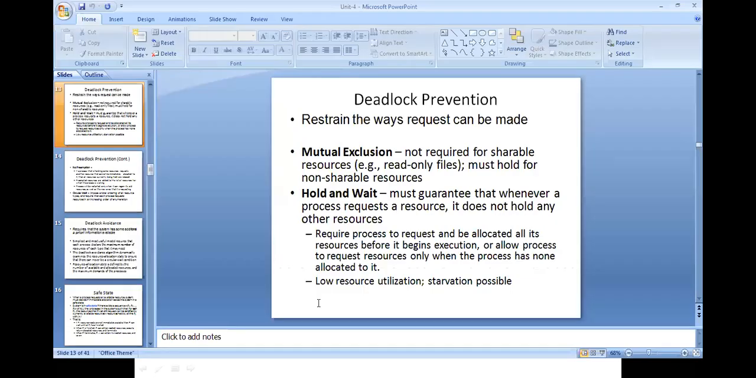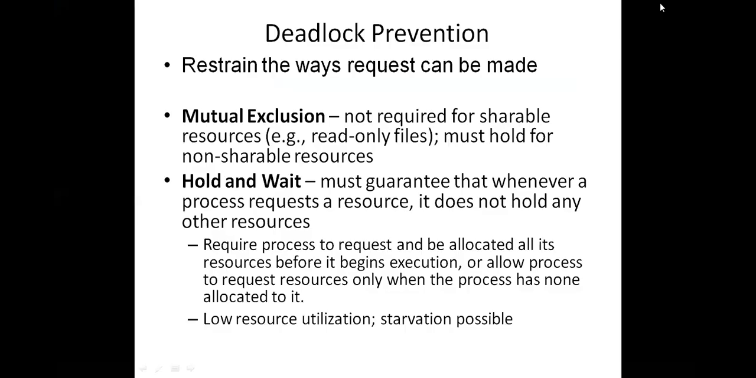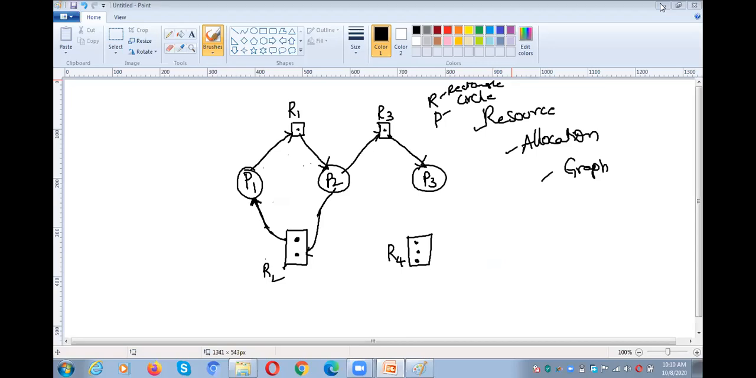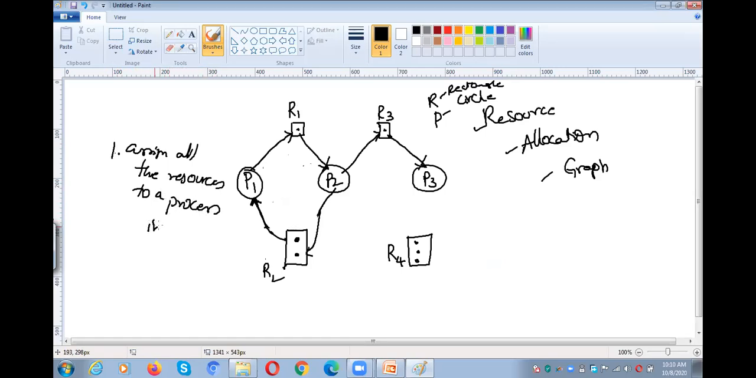Here there are two conditions. What is condition number one? Assign all the resources to a process initially when it requests.